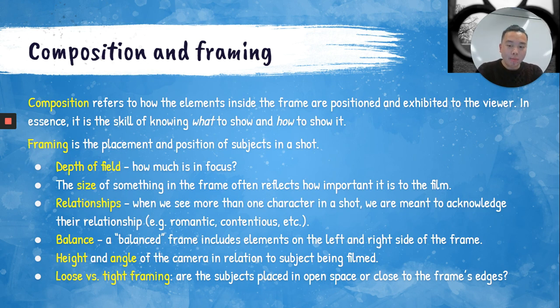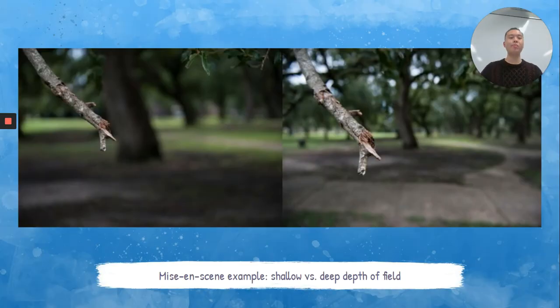When analyzing framing, we also need to consider balance. So a balanced image or a balanced frame is when there are elements on both the left and the right side of a frame. Height and angle of the camera in relation to the subject being filmed is also quite important to consider. And last but not least, loose versus tight framing. So are the subjects placed in an open space in the still, or are they quite compressed in a small space and they don't have much room to move around? Now, all of those concepts, when you just read the definition, seem quite abstract. So let me give you some concrete examples.